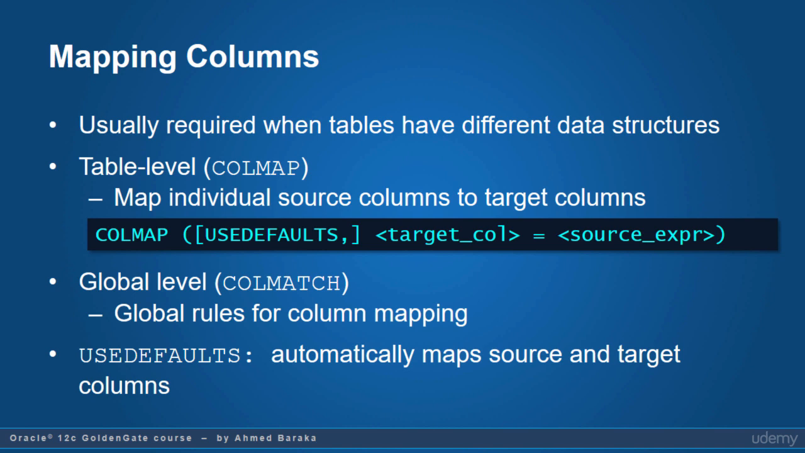If a table in the source database and its mapped table in the target database share mostly the same column names and data types, and they only have a few different columns, the clause USEDEFAULTS would be very handy. When you use this clause, you are telling GoldenGate that all the columns in the source table are identical to their corresponding columns in the target table, except the ones defined by the COLMAP or COLMATCH functions. You will see examples on how to use those clauses in the incoming slides.